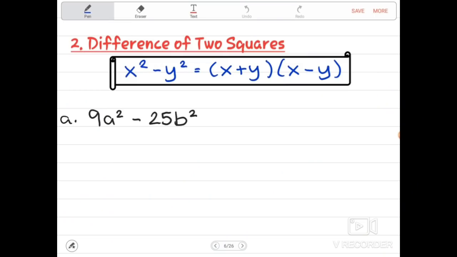In this video, we are going to discuss the second type of factoring, which is the difference of two squares. The formula will be x squared minus y squared is equal to quantity x plus y times quantity x minus y. So, difference of two squares. Kailangan si first term and si second term will be a perfect squared. Then, the operation should be minus. So, kapag ang operation is addition, hindi siya applicable.